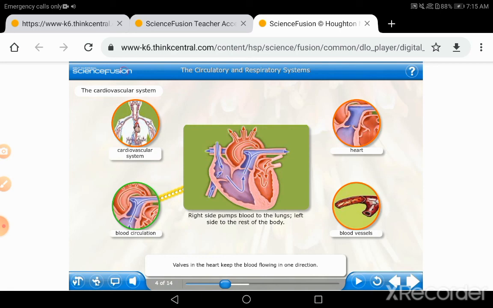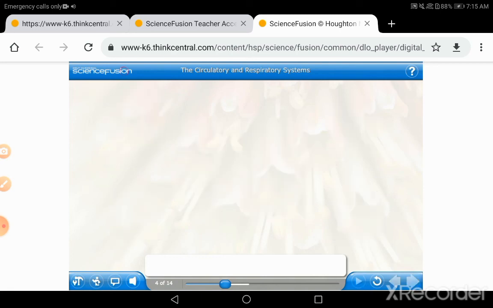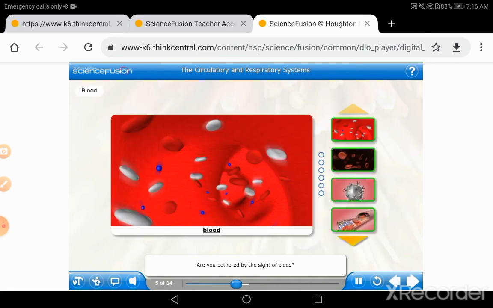Okay, and that's it for the cardiovascular system. Now we will stop here for this lesson in the cardiovascular system. And next time, inshallah, we will talk about the parts of the blood.